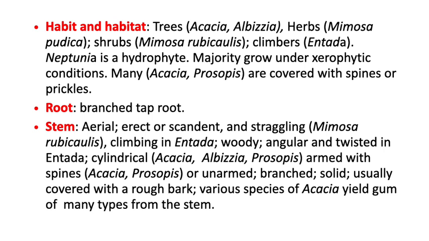The stem is aerial, erect or scandent and straggling as in Mimosa rubicaulis, climbing in Entada, woody, angular and twisted in Entada, cylindrical in Acacia, Albizzia, Prosopis. The stem is armed with spines as seen in Acacia and Prosopis, or unarmed, branched, solid, usually covered with rough bark. Various species of Acacia yield gum of many types from the stem.